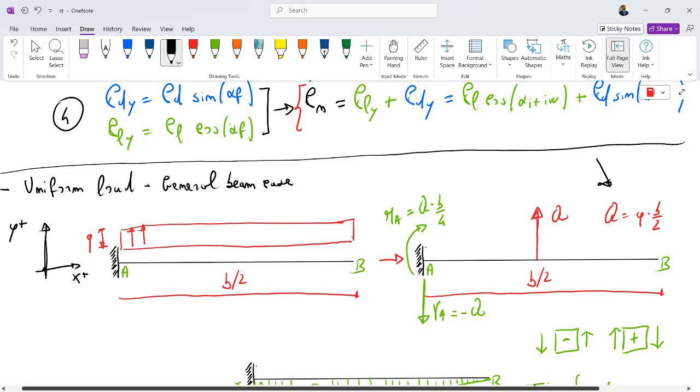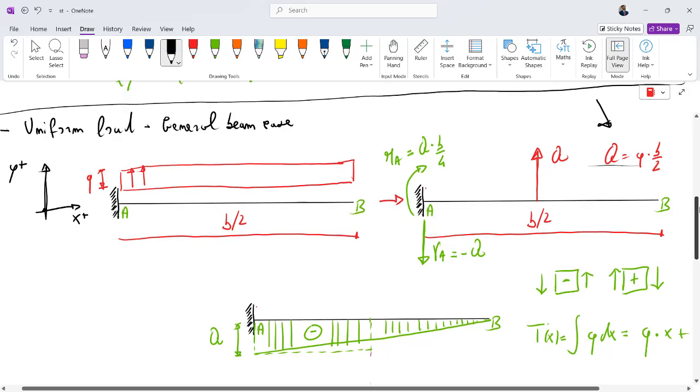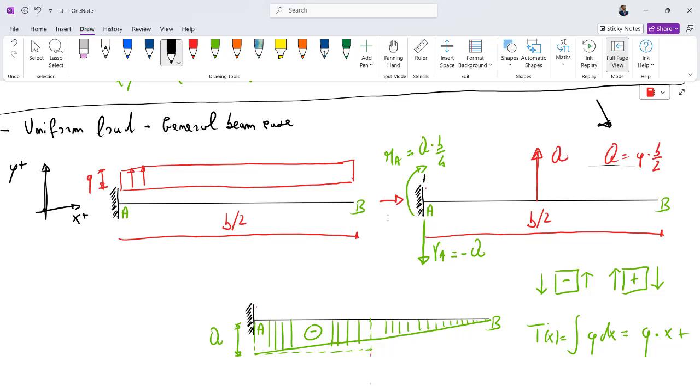If we apply the simple equations of structural mechanics, we can calculate the moment applied at point A and the reaction, the constraint reaction exerted by the clamp. So we have M_A equal to Q uppercase times b over 4, because this is half of b over 2. So b over 2 times 1/2 is b over 4. And V_A is equal to the opposite of Q.